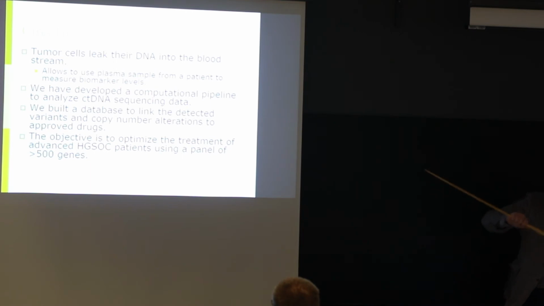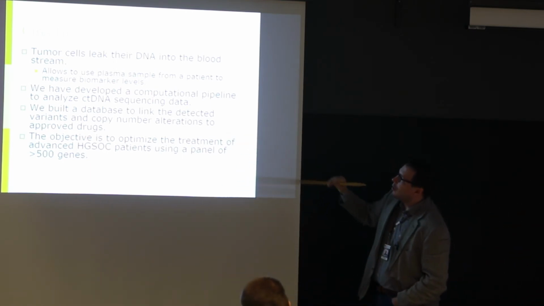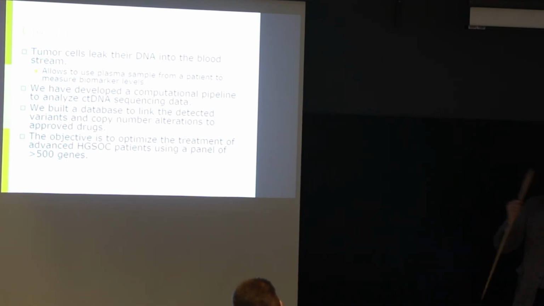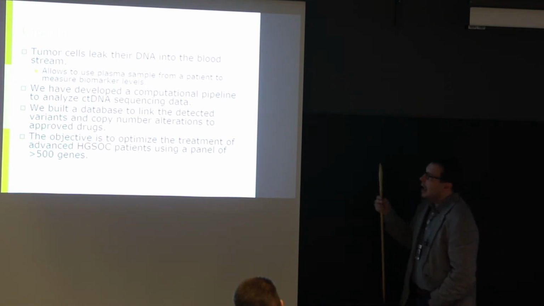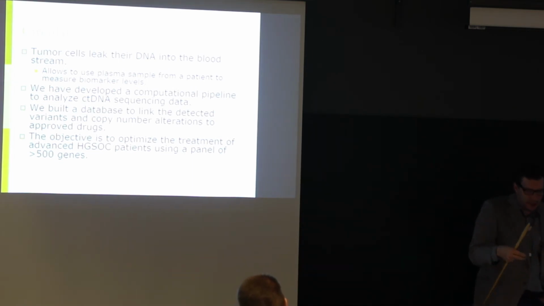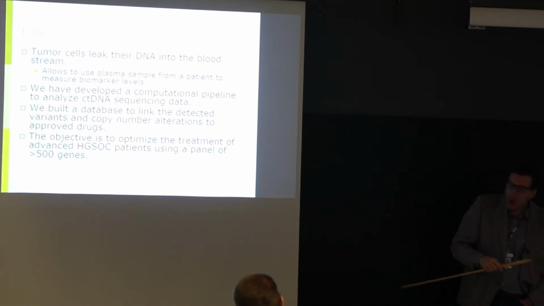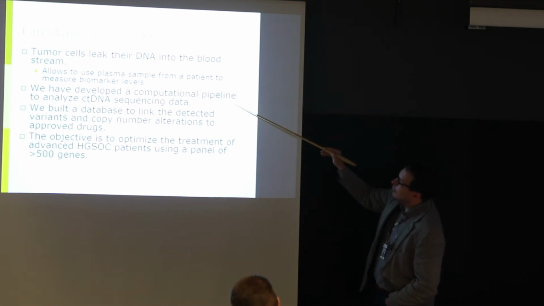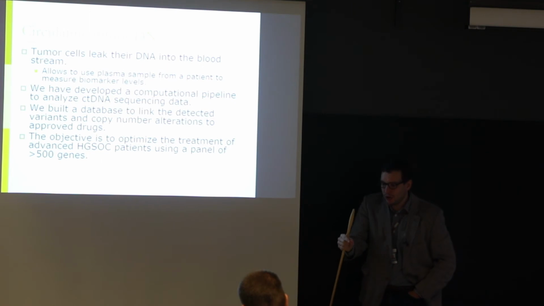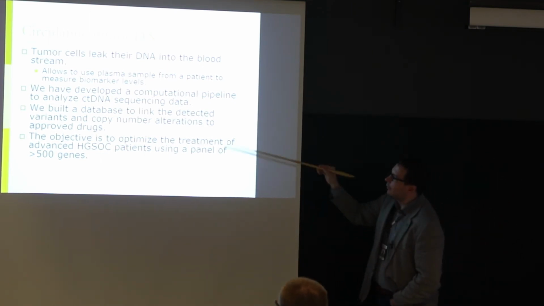The last 2 minutes I want to stay on something I'm very, very excited about, and this is circulating tumor DNA. So the tumors leak their DNA into the blood, and you can sample that from the blood and then use ultra-deep sequencing to take the mutations there. So we have analyzed this, and we developed a computational pipeline and a database to link the mutations we found in the blood to the drugs that might be useful for those.